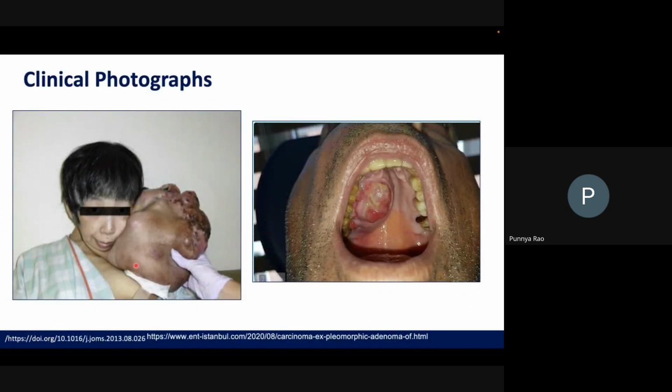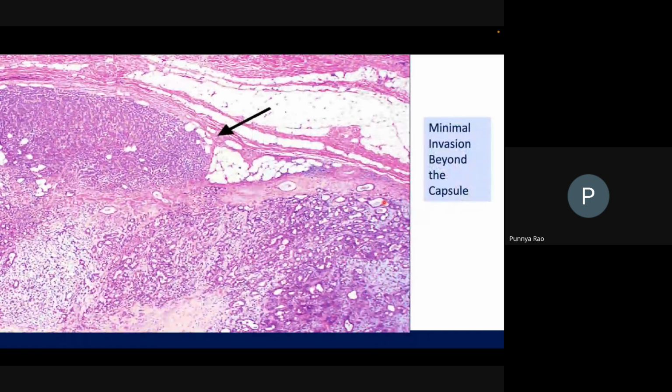So these are the clinical photographs. Typical benign pleomorphic adenoma, very benign. Here you can see that there is ulceration, there is necrosis, and there is fixity to the underlying structures. There may be ulceration. Patient may have pain, facial paralysis. Okay, so you can see this is a typical benign pleomorphic adenoma with a focal area showing pleomorphism and extending into the capsule. This is very minimal invasion beyond the capsule.